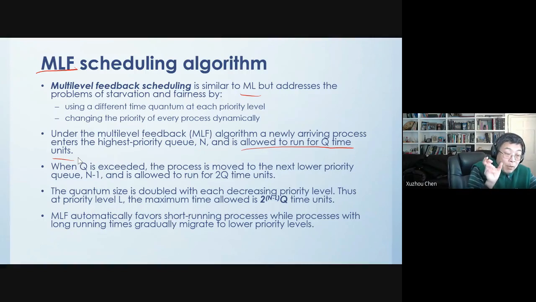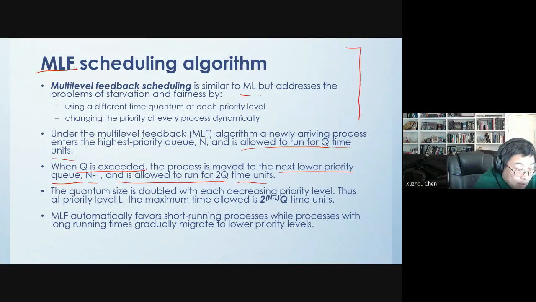Now, when a process has executed for one Q time unit and is still not finished, this process is going to move to the next, lower priority level. So when Q is exceeded, the process is moved to the next lower level queue, n-1, and is allowed to run for 2 Q time units. Okay, so the multi-level feedback algorithm works like this.